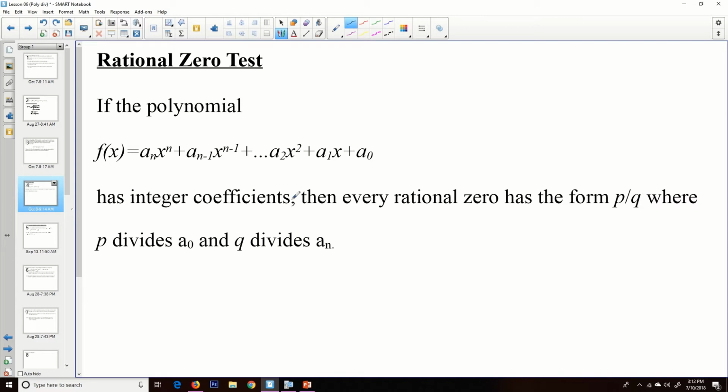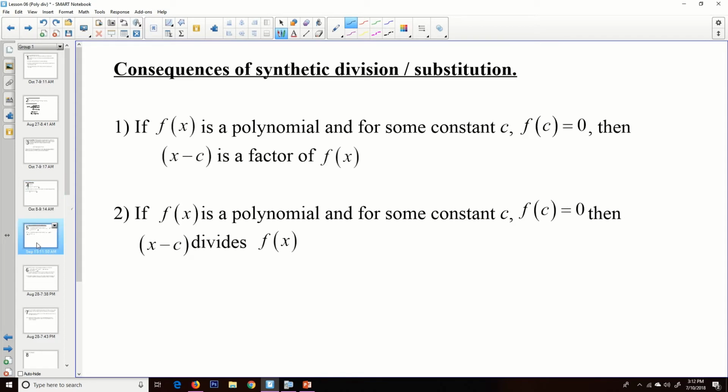So again, integer coefficients means that a sub n, a sub n minus 1, a sub 2, a sub 1 and a sub 0 are all integers, counting numbers with your negatives, and then rational zeros are fractional zeros. So the top number p has to divide the constant, which is a sub 0 right here. That's where I get that. And this q value divides a sub n, which is that value right there. And I will show an example of that here very shortly.